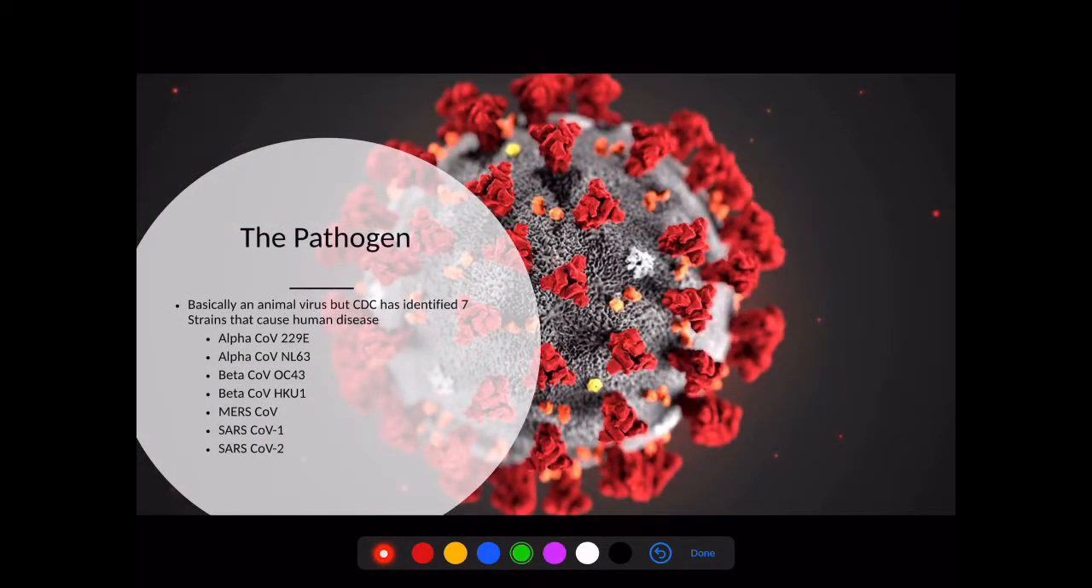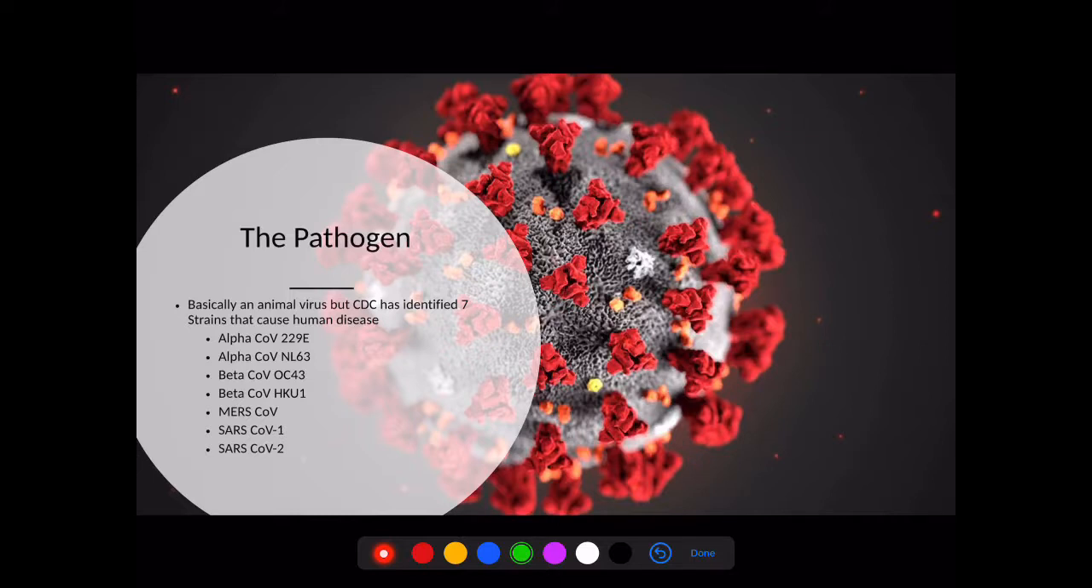Okay, the pathogen is known as the coronavirus. The coronavirus is basically considered to be an animal virus because it mostly causes infections in animals like bats, civets, pangolins, camels, snakes, ducks. But the Center for Disease Control in the United States has identified 7 strains of the coronavirus that can cause human disease. They are classified into alpha, beta, and gamma coronaviruses.